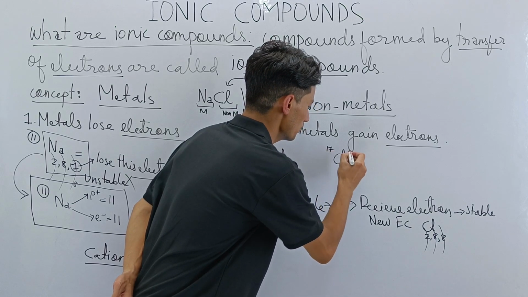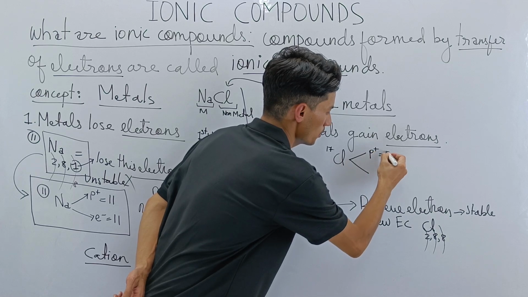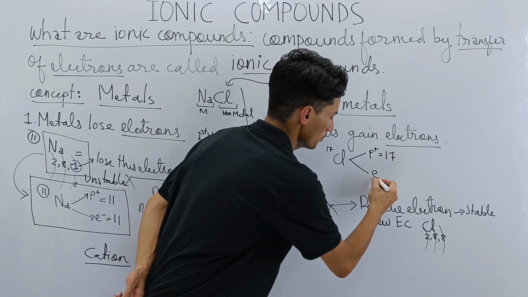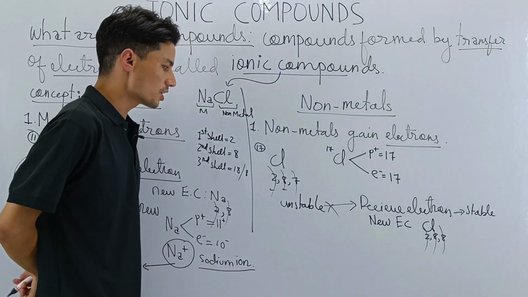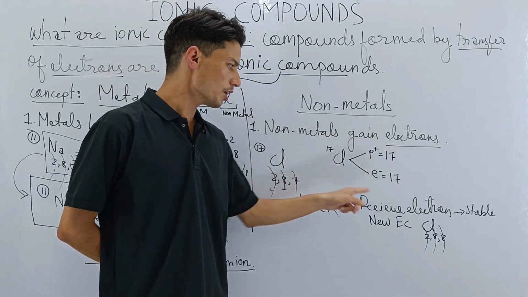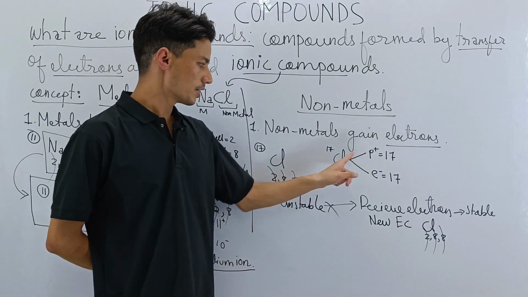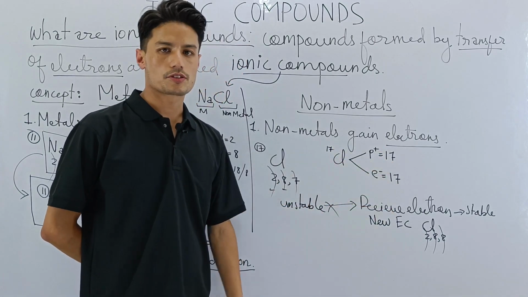17. So protons, how many? How many protons? 17. How many electrons? 17. Yes or no? Now the original chlorine, this is how it will be written. It has atomic number 17, so 17 protons, 17 electrons.